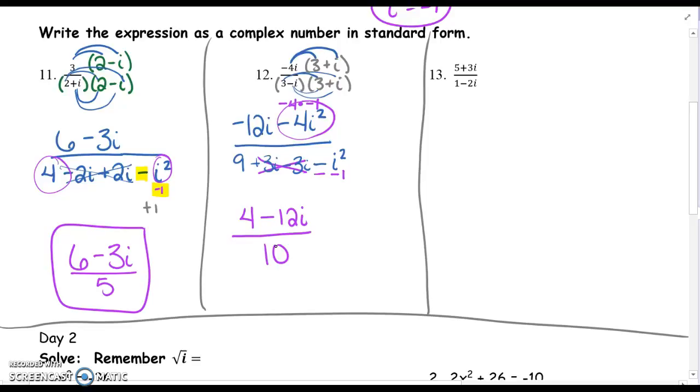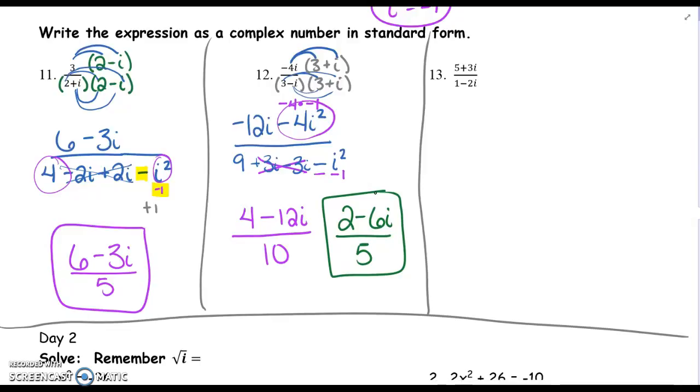But now I want you to think about, do 4, 12, and 10 have anything in common? 2. We could cancel out a factor of 2. So let's divide everything by 2. 4 divided by 2 is 2. 12 divided by 2 is 6. 10 divided by 2 is 5. So the fully final correct answer is 2 minus 6i over 5. Now we didn't do that last step in number 11 because 6, 3, and 5 don't have anything in common, so we didn't have to do that.